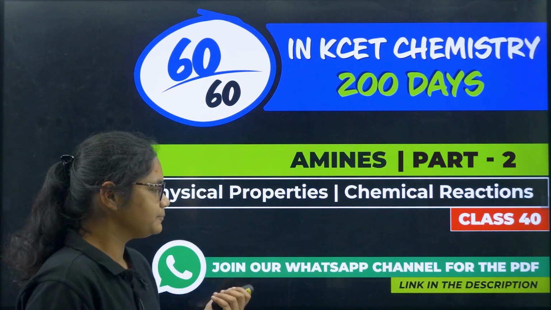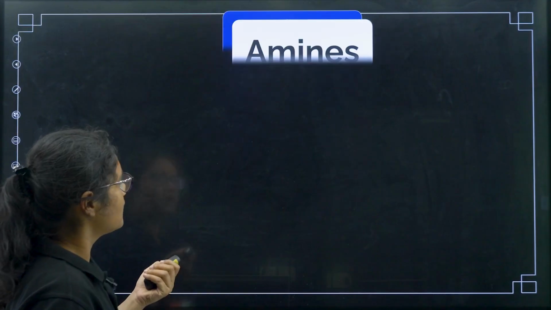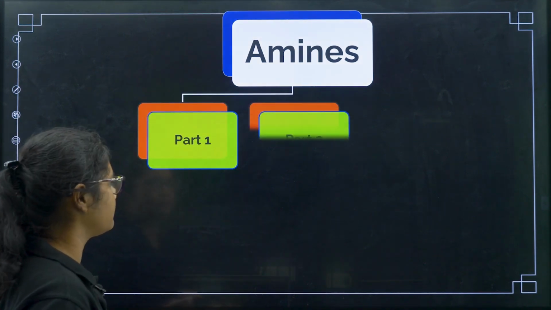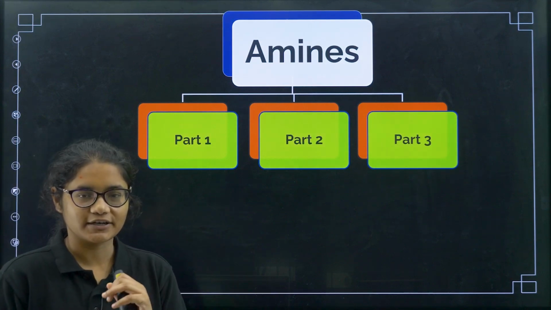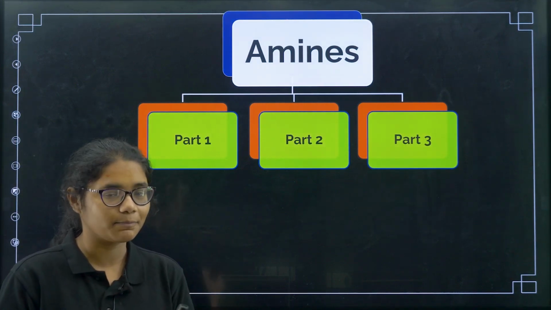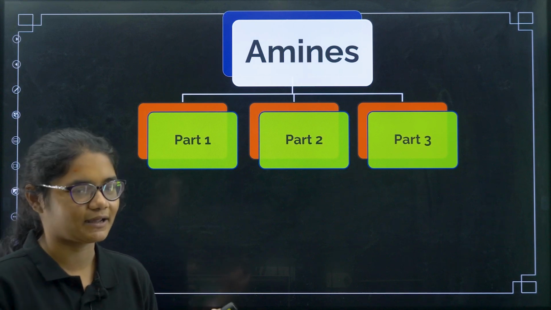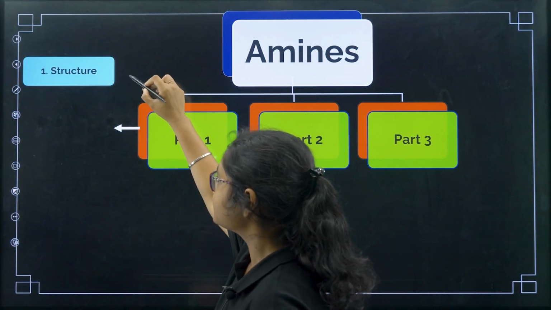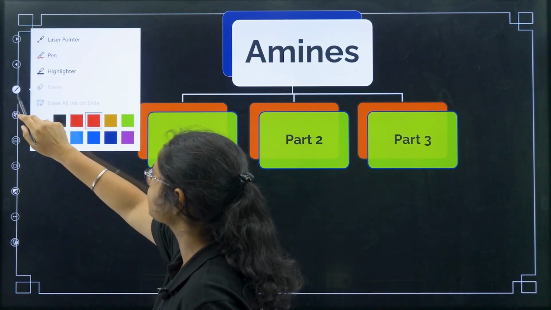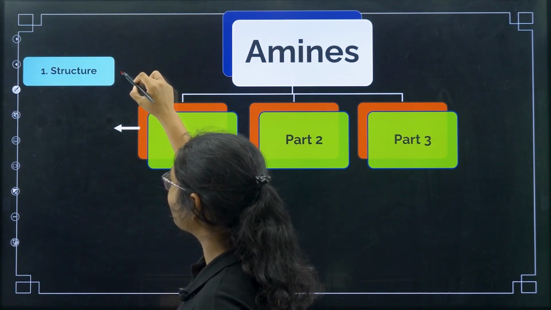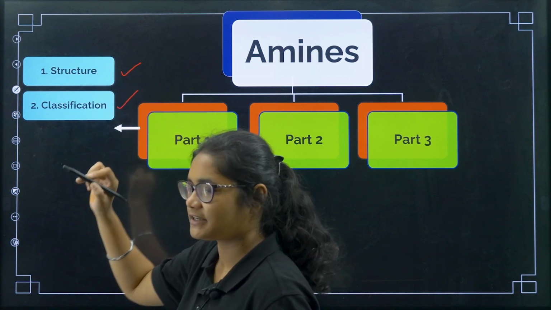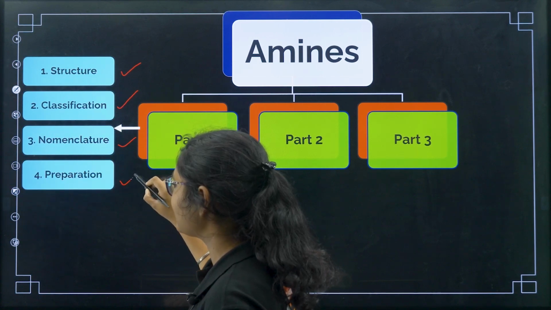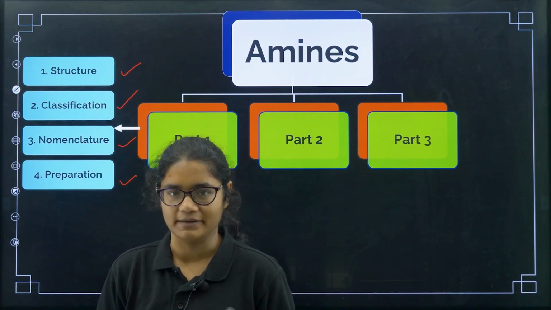Coming to how we are going to complete this chapter, I have already told you we'll be doing it in three parts. Generally for all organic chemistry I took 4 parts, but here, because it is a small chapter, we can manage it within 3 parts. In the last class we discussed the structure of ammonia, then the classification into primary, secondary and tertiary amines, then the nomenclature, and then the preparation of amines.